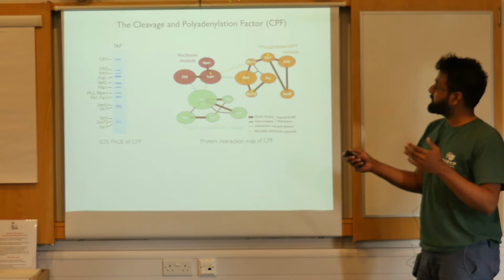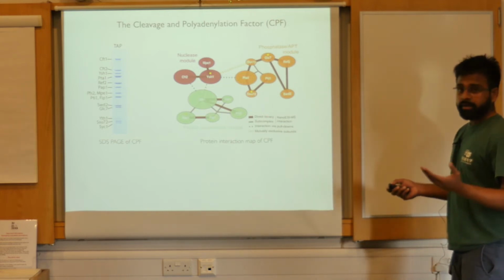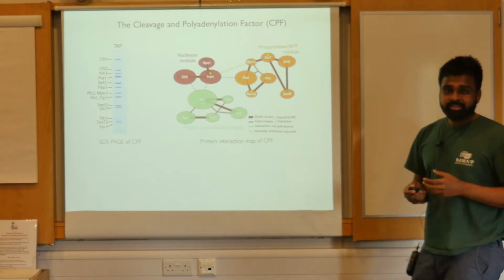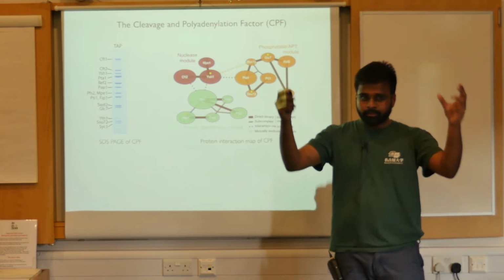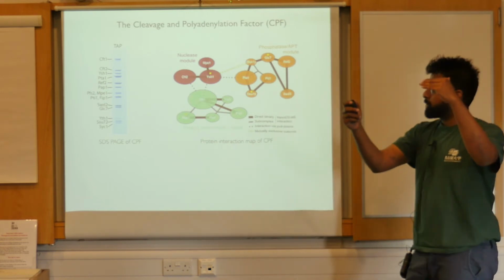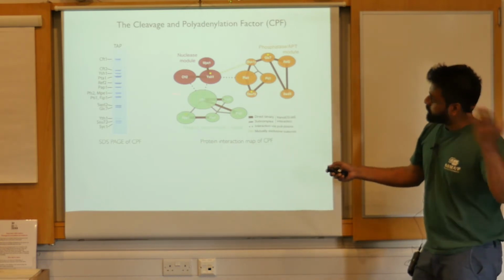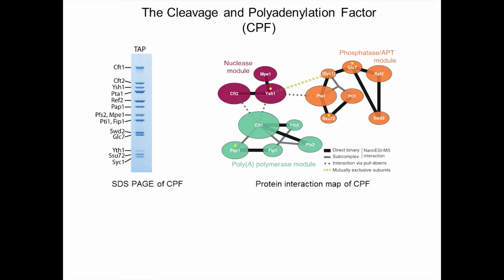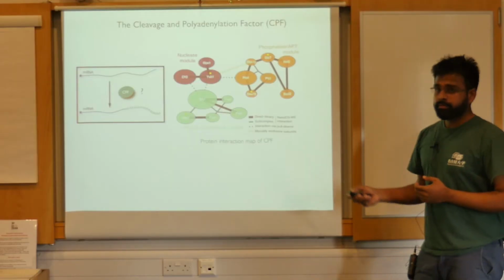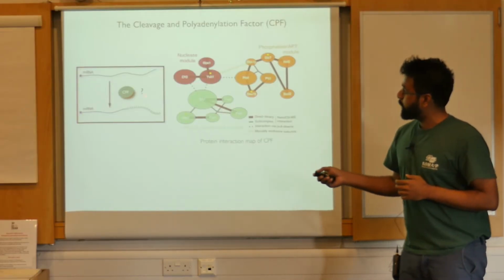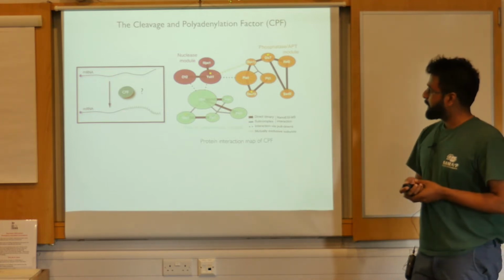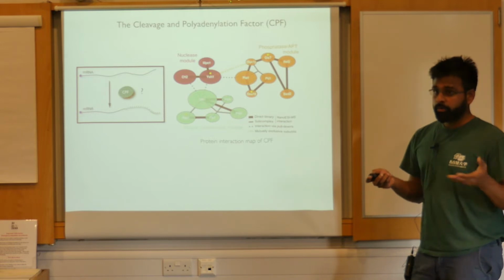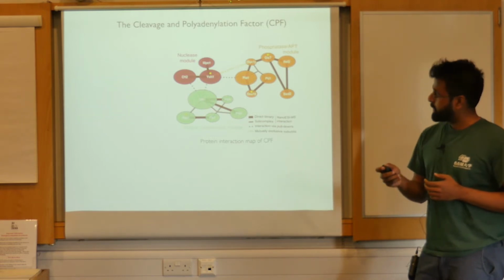And Ashley's work also told us about the protein-protein interaction network within the complex. So CPF is a protein complex with 14 different proteins, and he was able to show which protein interacts with which other protein and how they are arranged. However, we still do not have a molecular mechanism of how the messenger RNA is cleaved and polyadenylated. And in order to do so, we need high resolution 3D structures.